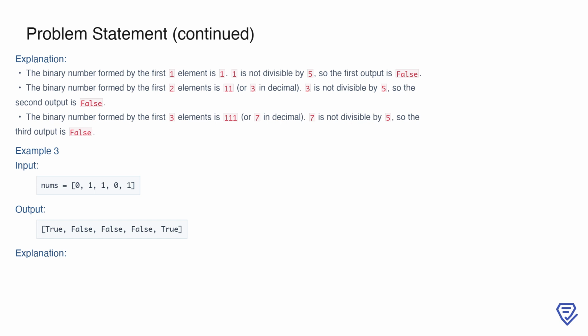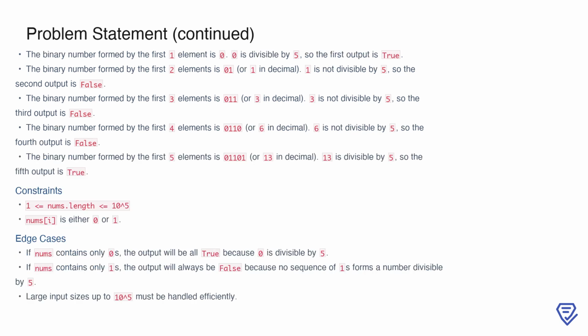Now let's explore a longer input array to see how this process scales. In the third example, the input array is nums equals 0, 1, 1, 0, 1. The output is true, false, false, false, true. Here's the explanation: the binary number formed by the first element is 0, which is divisible by 5, so the first output is true. The binary number formed by the first two elements is 01, or 1 in decimal, which is not divisible by 5, so the second output is false. The binary number from the first three elements is 011, or 3 in decimal, which is also not divisible by 5, so the third output is false.